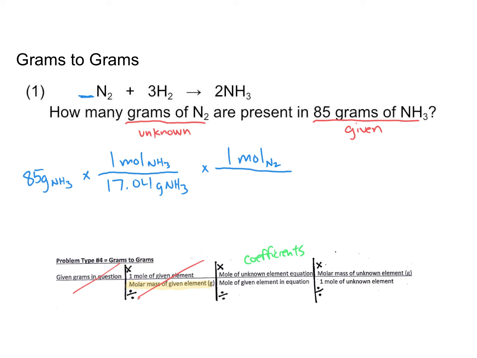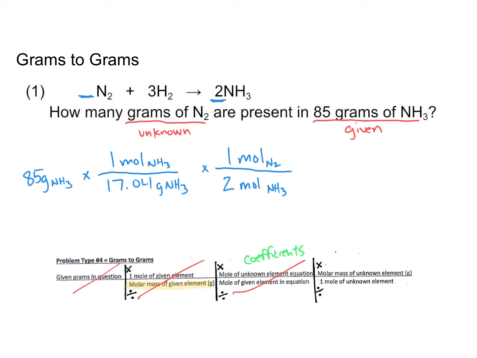So now I'm going to look at my bottom coefficient. It's the mole of given element in the equation. My given, if we look at it, is NH3. So now I'm going to go ahead and look at my NH3. In the problem, NH3 does have a coefficient in front of it. It is 2 moles of NH3. And I'm not done yet. That's right, we keep going.